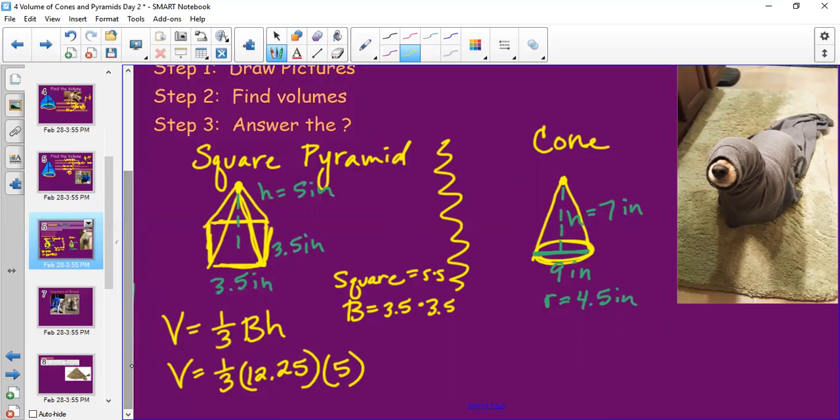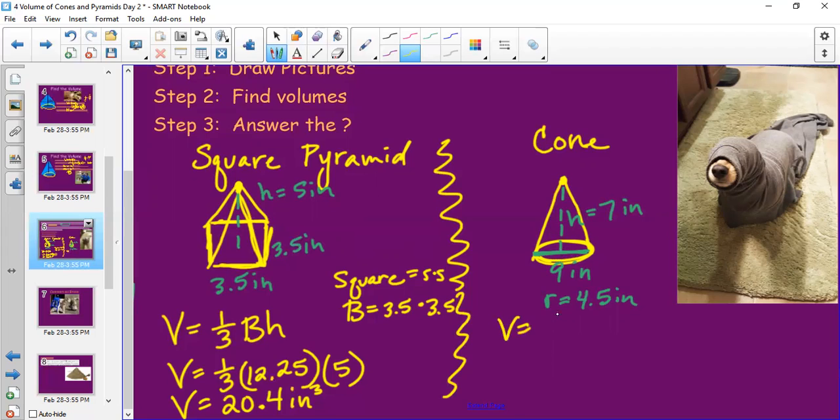All right, so we're going to do 12.25 times 5, and then divided by 3, or multiplied by 1/3. Either way, we will get a volume of 20.4 inches cubed. If I round it to the nearest tenth, it was 0.41, but the 1 made it stay a 4. All right, cone.